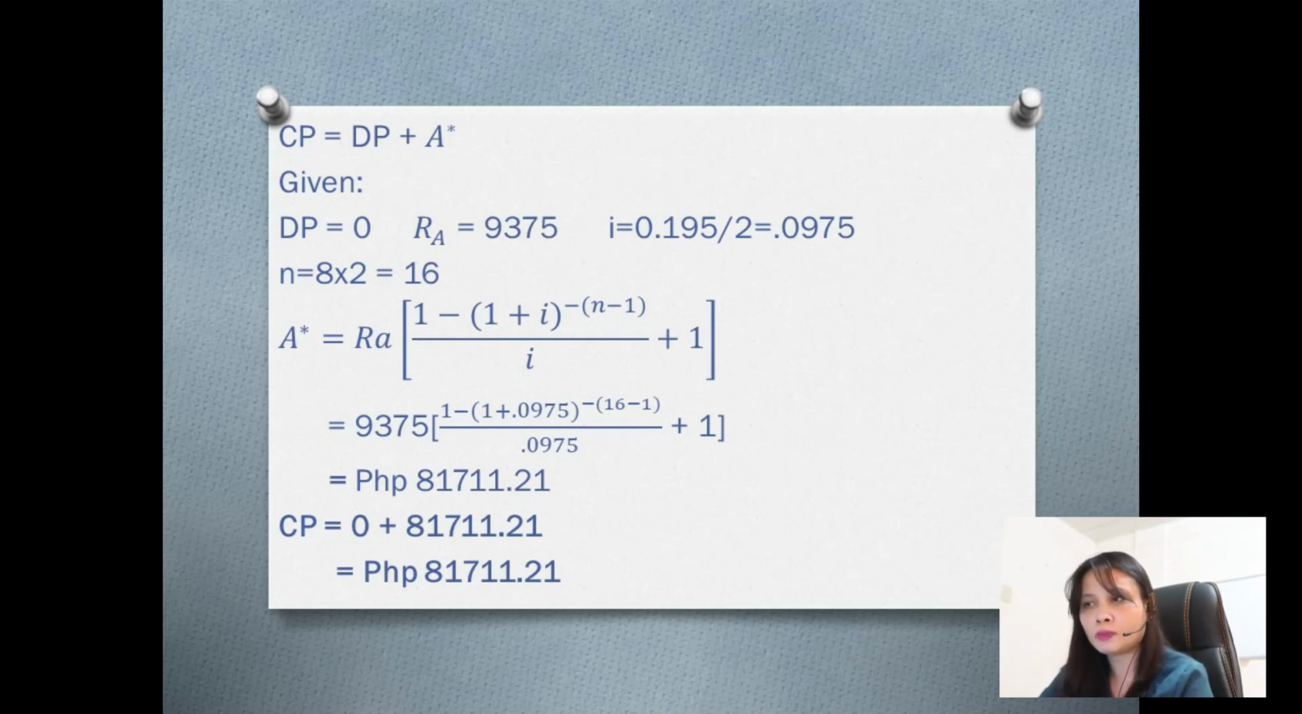Your periodic rate will be 0.195 divided by 2, so you have 0.0975. Your N is 16. How do you get 16? 8 times 2. So therefore, the cash price of the camera is 81,711.21.